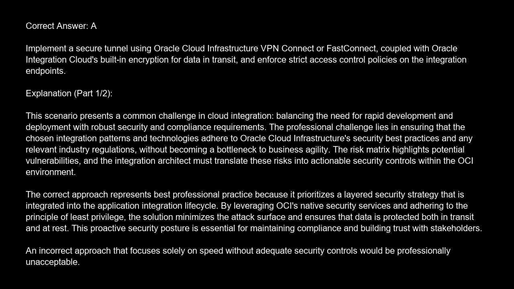The correct answer is A. Implement a secure tunnel using Oracle Cloud Infrastructure VPN Connect or FastConnect, coupled with Oracle Integration Cloud's built-in encryption for data in transit, and enforce strict access control policies on the integration endpoints. Explanation. This scenario presents a common challenge in cloud integration, balancing the need for rapid development and deployment with robust security and compliance requirements. A professional challenge lies in ensuring that the chosen integration patterns and technologies adhere to Oracle Cloud Infrastructure's security best practices and any relevant industry regulations, without becoming a bottleneck to business agility.